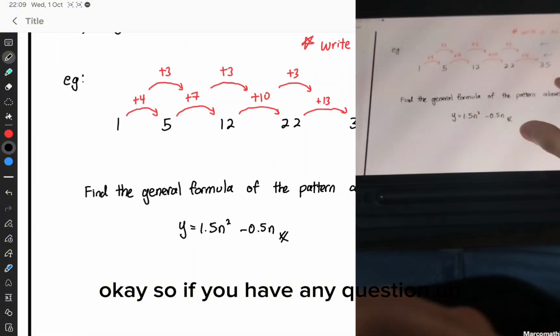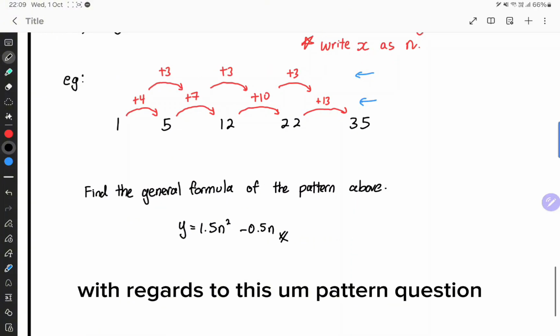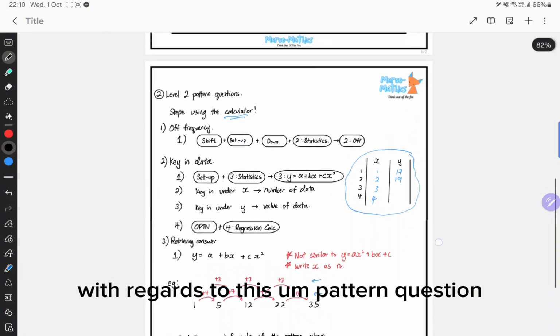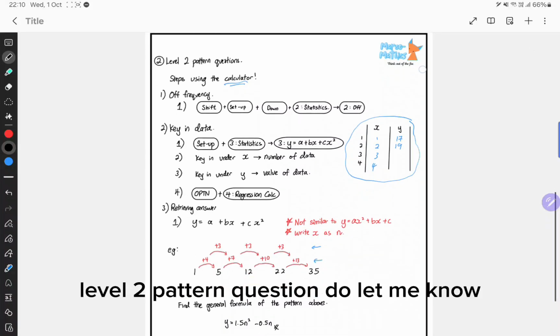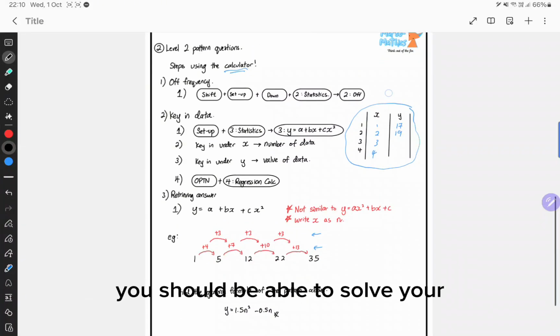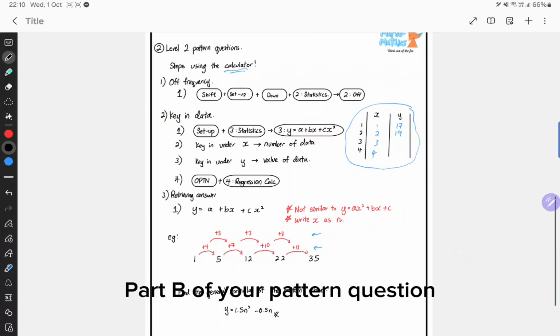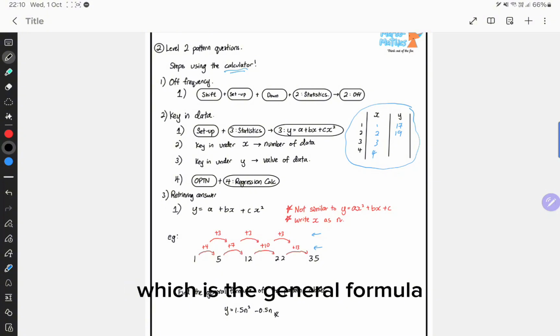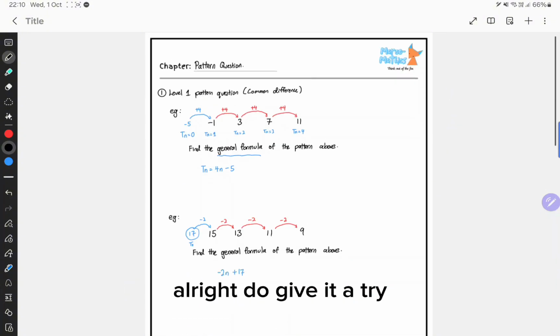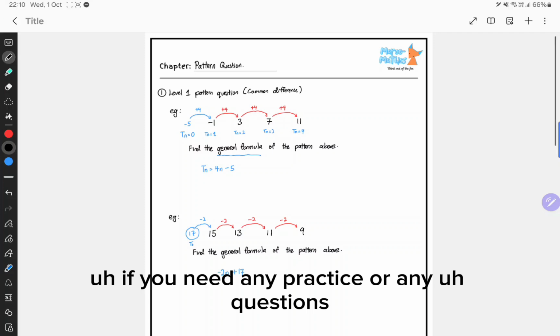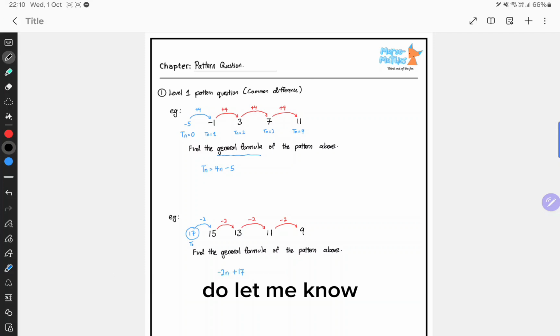Okay, so if you have any question with regards to this pattern question, level 2 pattern question, do let me know. From here you should be able to solve your part B of your pattern question, which is the general formula. Alright, do give it a try. If you need any practice or any questions, do let me know.